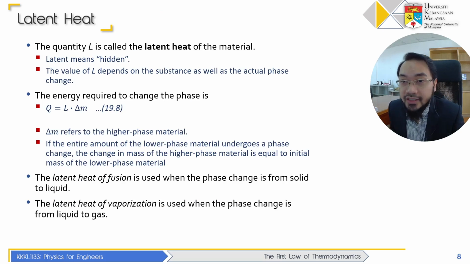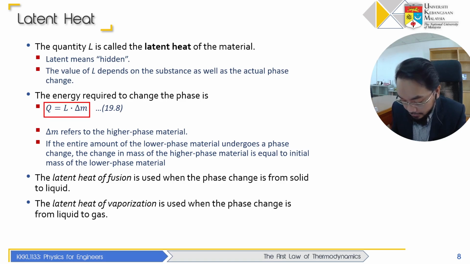So the quantity L is called the latent heat of the material. Latent means hidden. The value of L depends on the substance as well as the actual phase change. The energy required to change the phase is therefore given by equation 19.8, whereby Q is equal to L times delta M only. Delta M refers to the higher phase material.